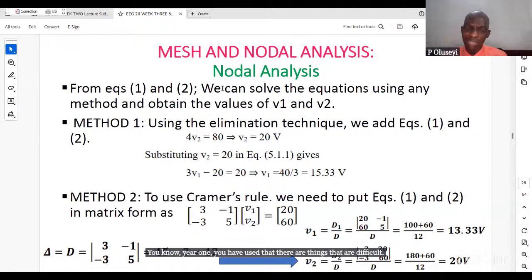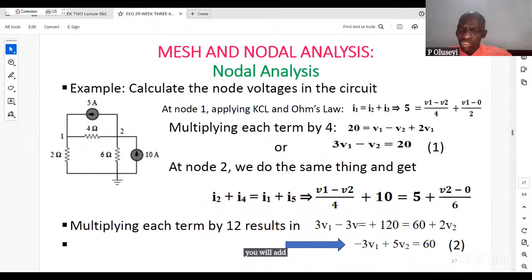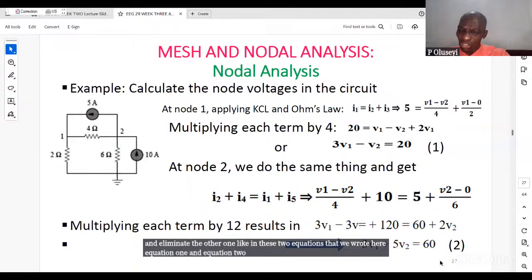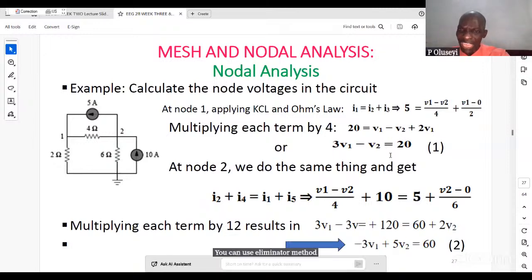What do we mean by elimination method? You have two equations. You will add certain things to one so that you can make up for the second, and so that you can solve for one and eliminate the other one. Like in these two equations that we wrote here, equation 1 and equation 2, you can use elimination method to get V1 and V2 here.